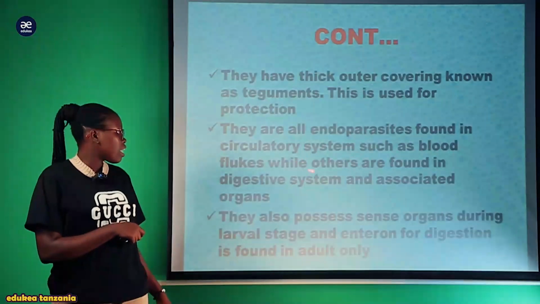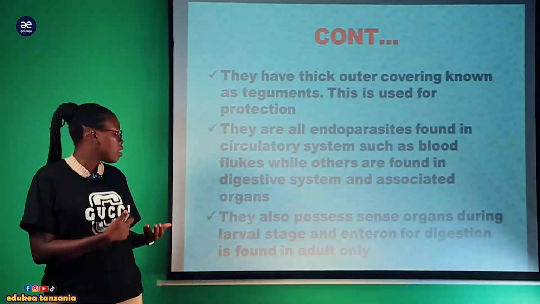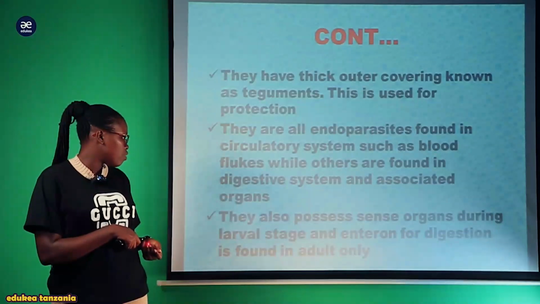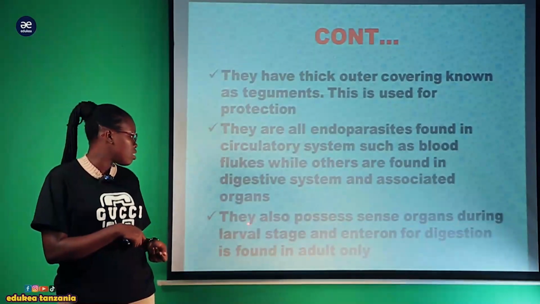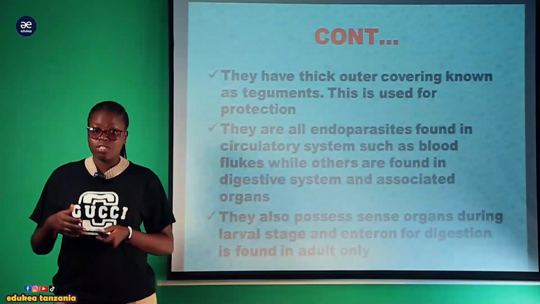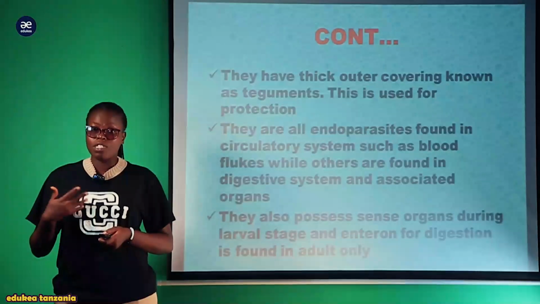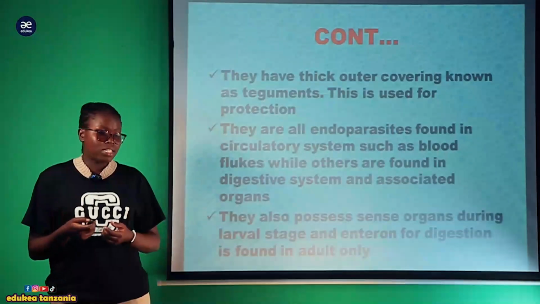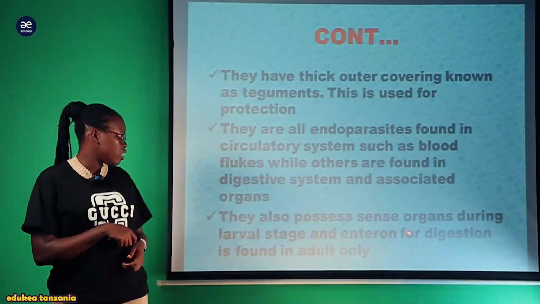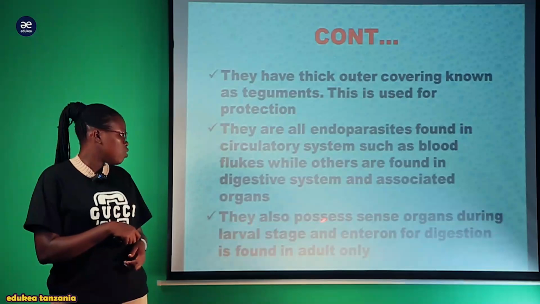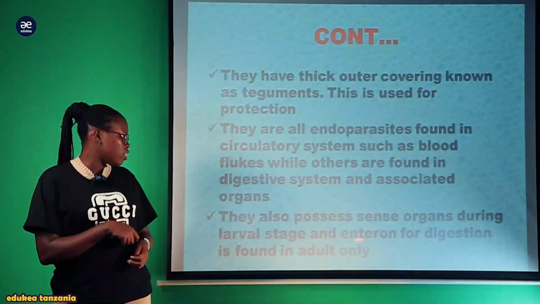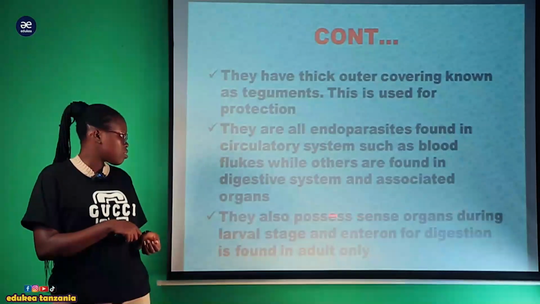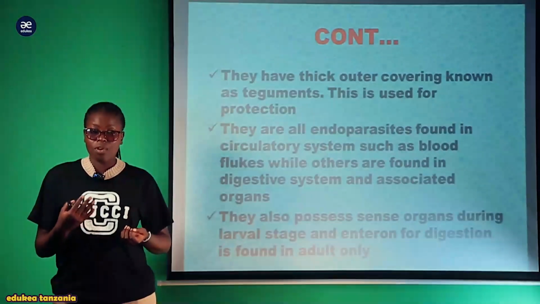Vile wengine wanapatikana katika digestive system and associated organs. Kingine, they also possess sense organ during larval stage, and enteron for digestion is found in adult only. Vile hawa hapo organism wanakuwa during the larval stage. During the larval stage, the organism tend to metamorphose. They undergo metamorphosis. So during the larval stage, they possess the sense organ, while during the adult, they possess enteron for digestion. So during the larval stage, they only possess the sense organs, while katika adult wana contain this gut ambao ni enteron for digestion.